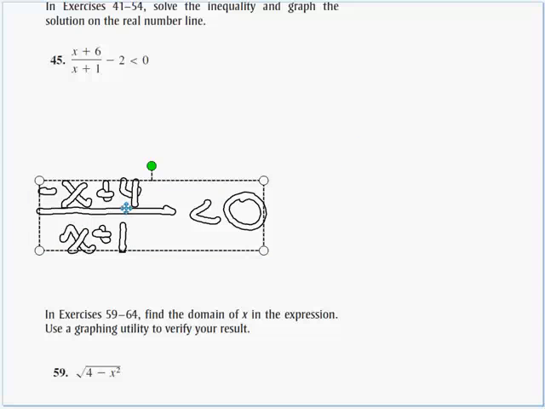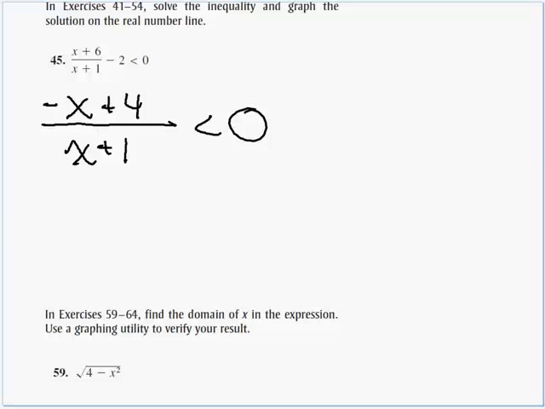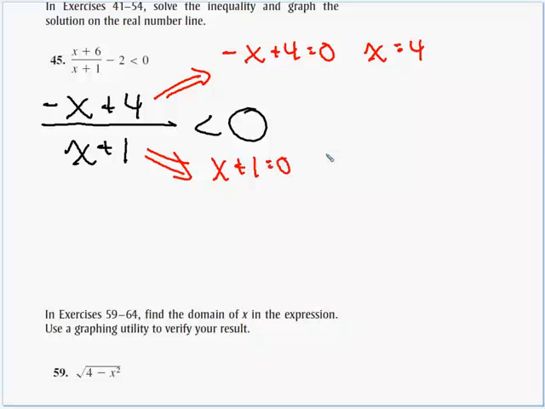So remember, our key numbers are in 2 spots, where the numerator is equal to 0. If negative x plus 4 equals 0, then x equals 4. And where the denominator is equal to 0, if x plus 1 is 0, then x equals negative 1. So we solved the inequality.